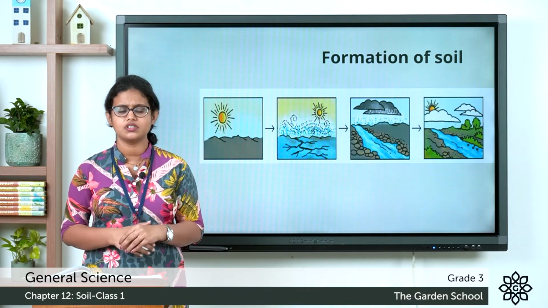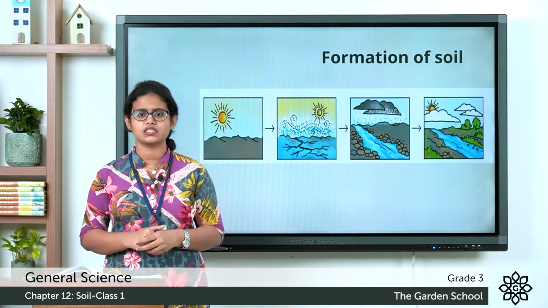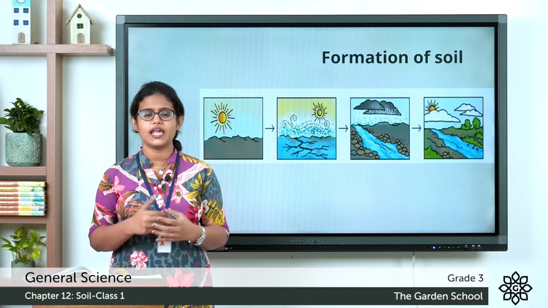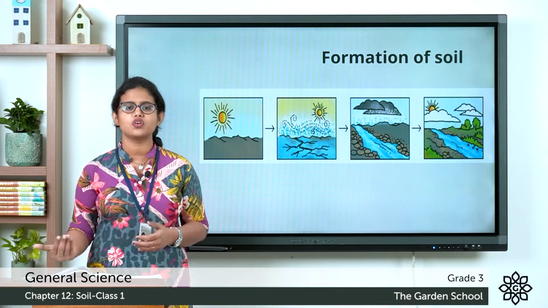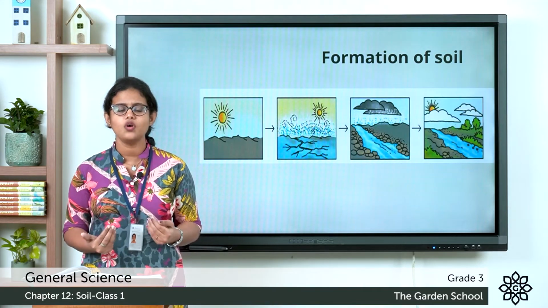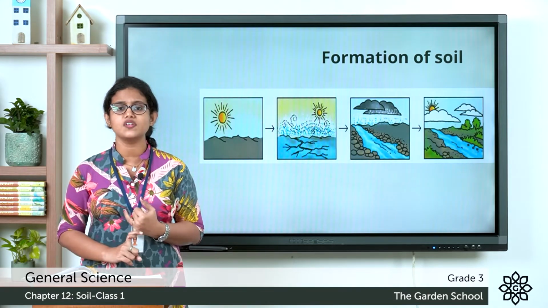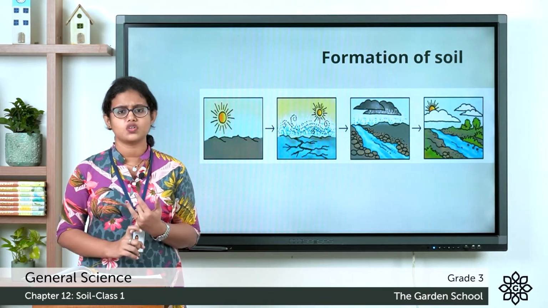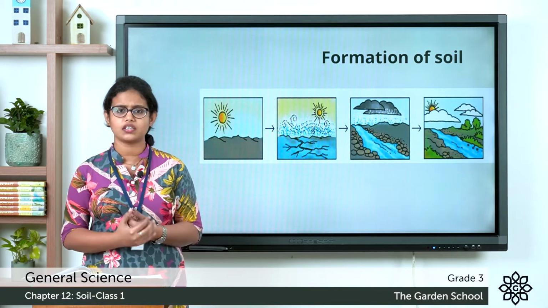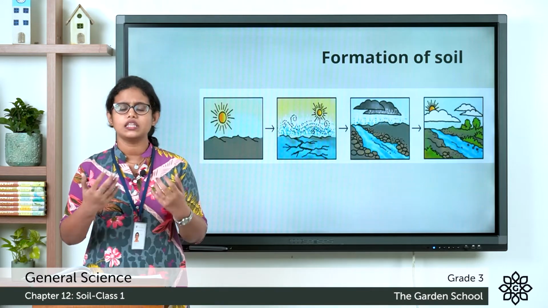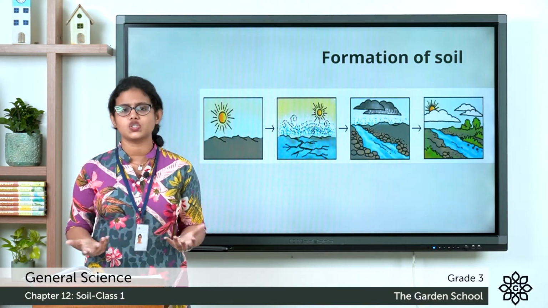Then what happened? Later on, plants appeared on the land, and the dead remains of plants mixed with the particles of rocks. And this is how soil has formed. So first, the earth's surface was full of rocks. By the action of wind and rain, these rocks got cracked. Then these cracks got widened and the rocks broke into larger pieces.